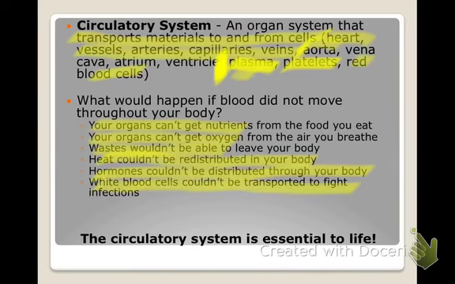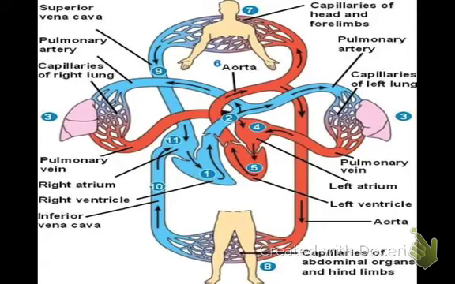And then, of course, white blood cells couldn't be transported to fight infections. So you're going to get super sick. So without our circulatory system, all kinds of stuff is going to fail. The circulatory system is super essential to life. Without it, we can't get the things that we need to the rest of our body systems.